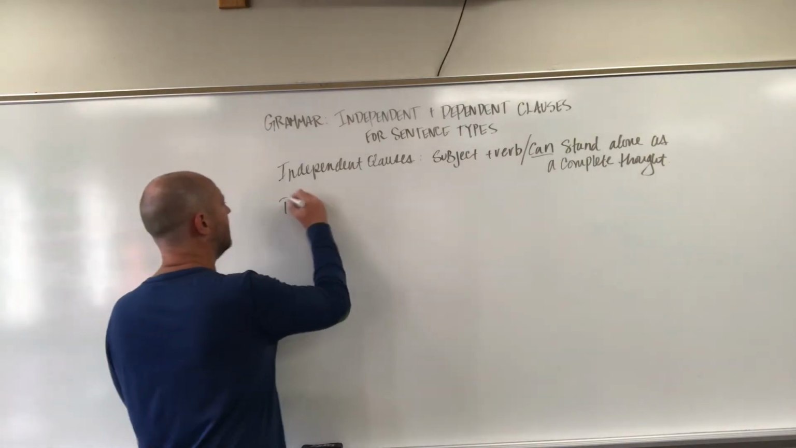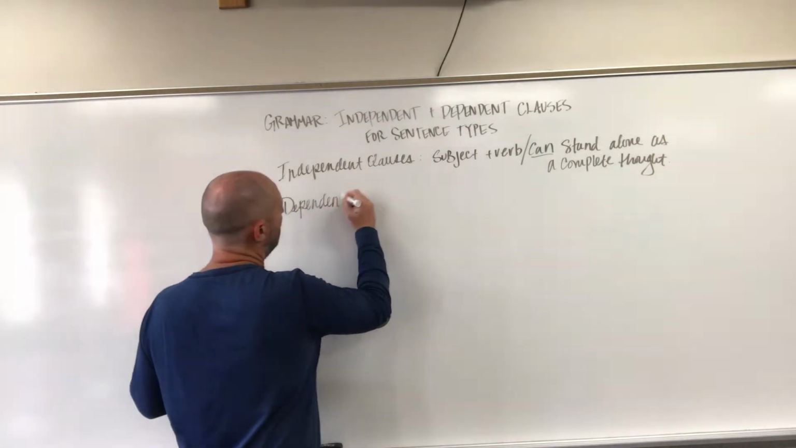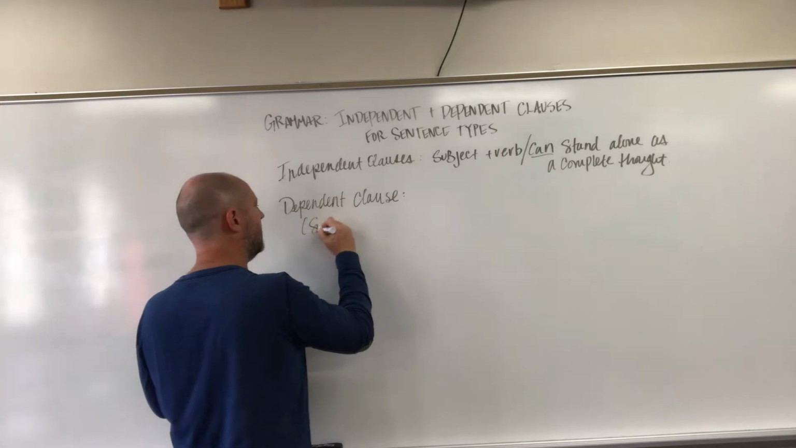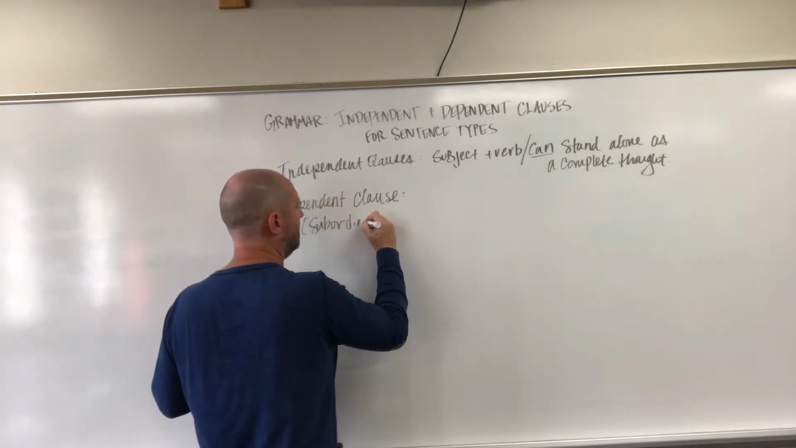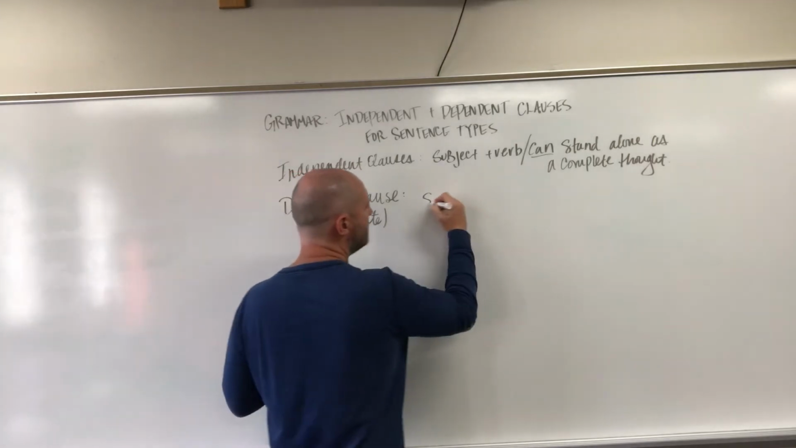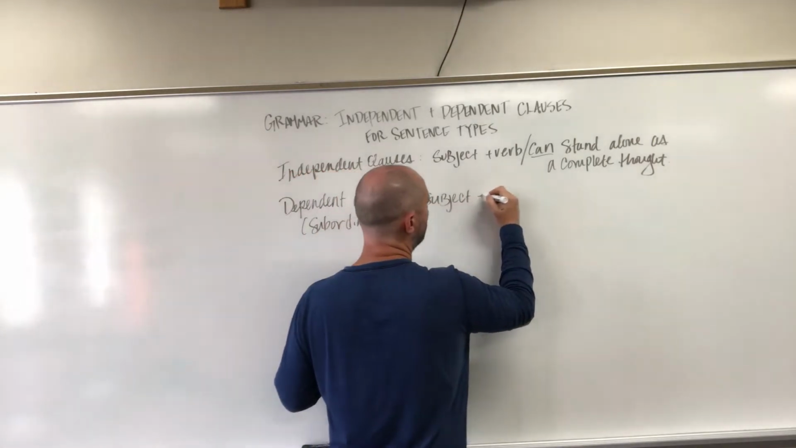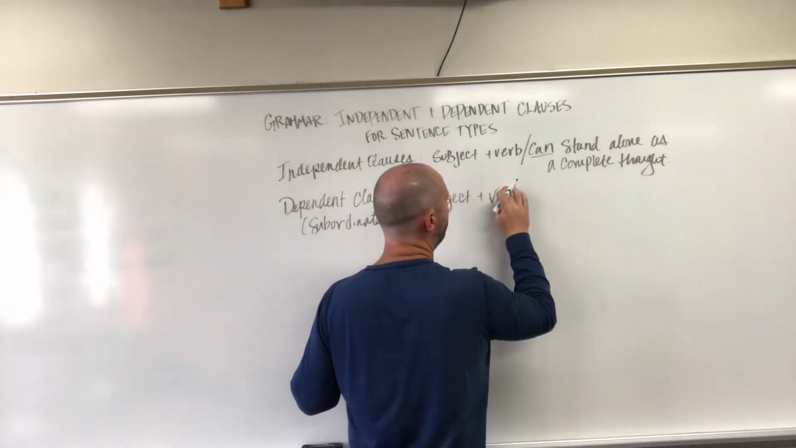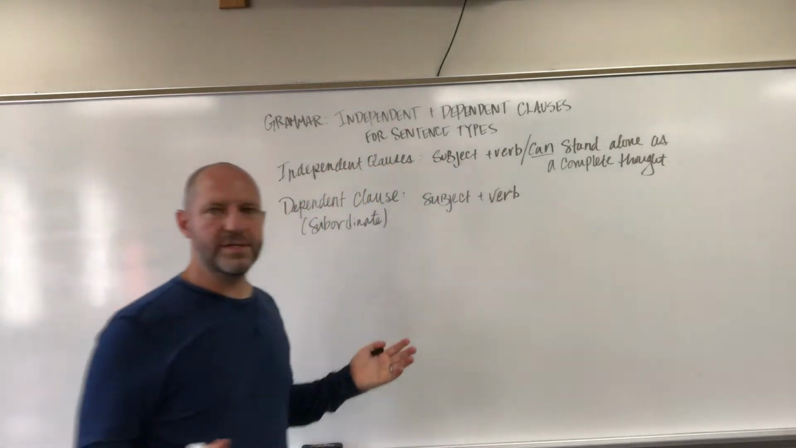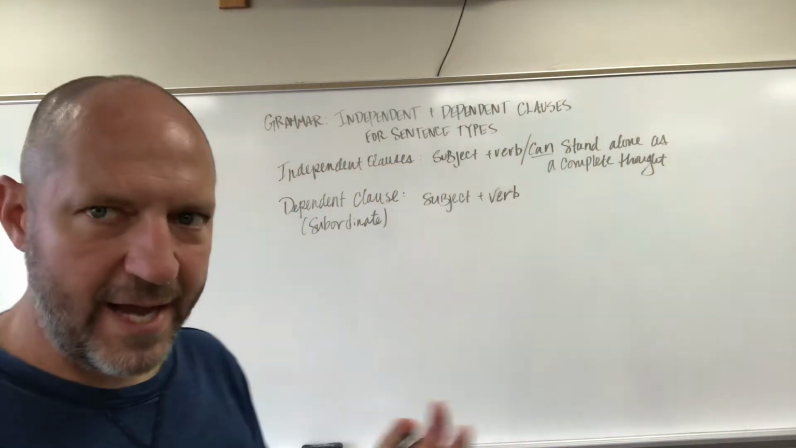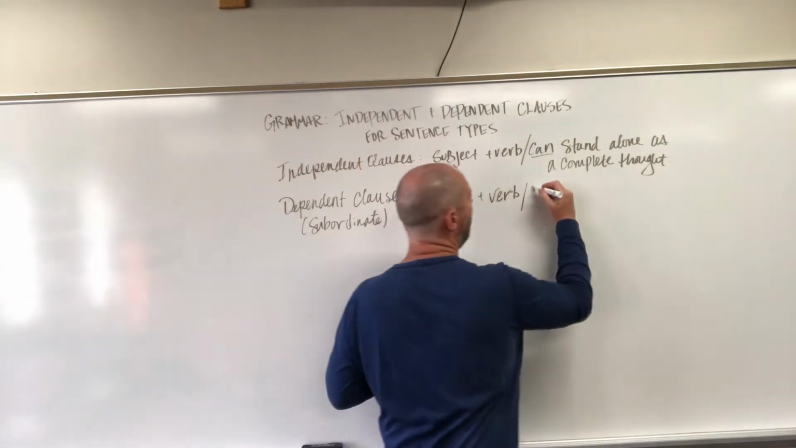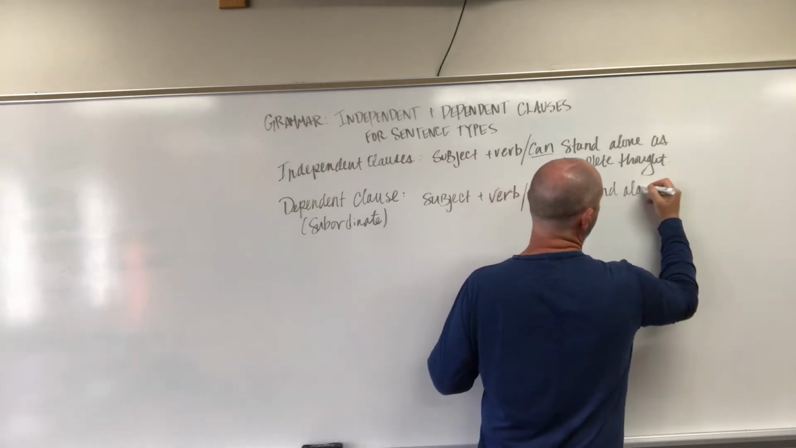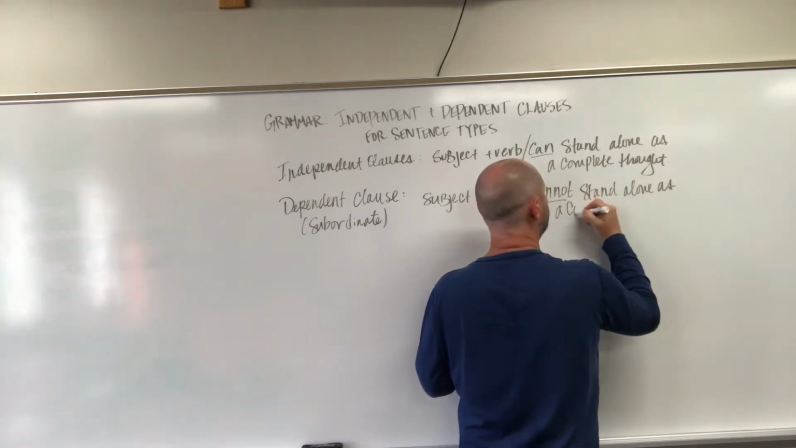A dependent clause, sometimes referred to as the subordinate clause, also has a subject and a verb, of course. Otherwise, it would not be a clause. It has to have a subject and a verb. But it cannot stand alone as a complete thought.